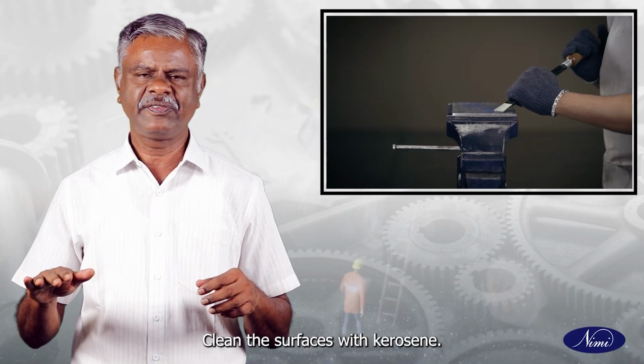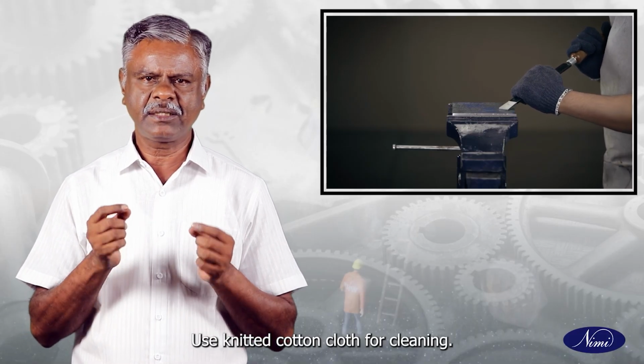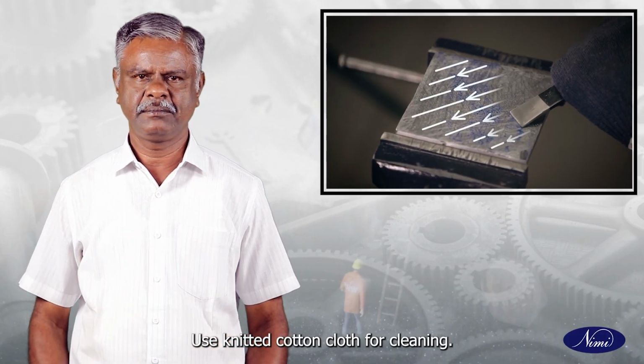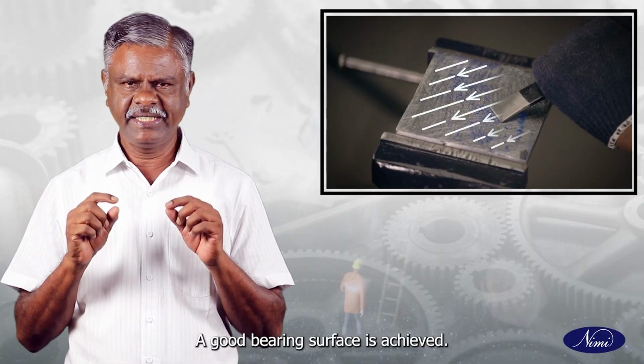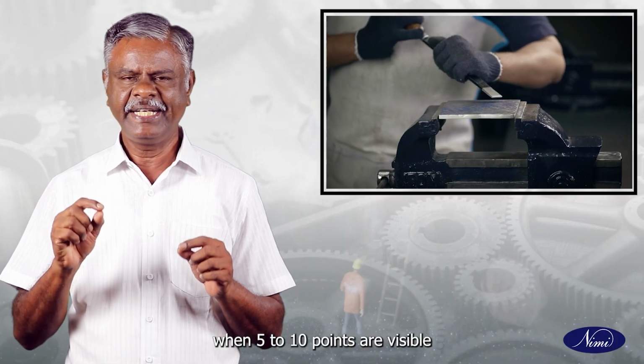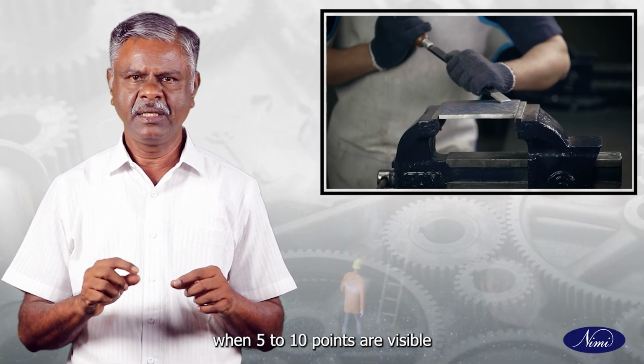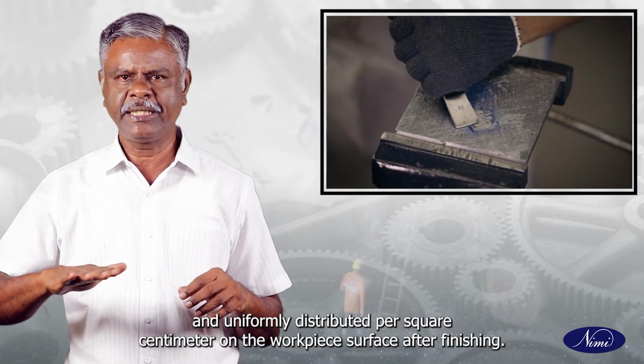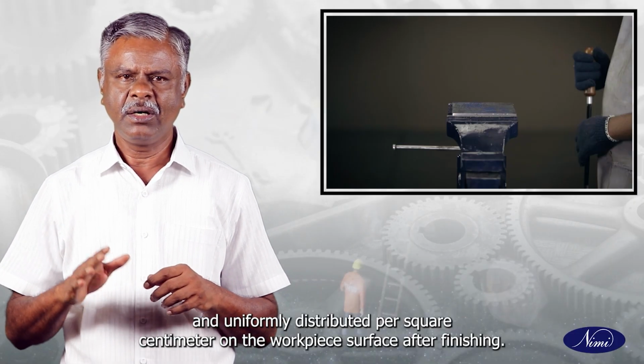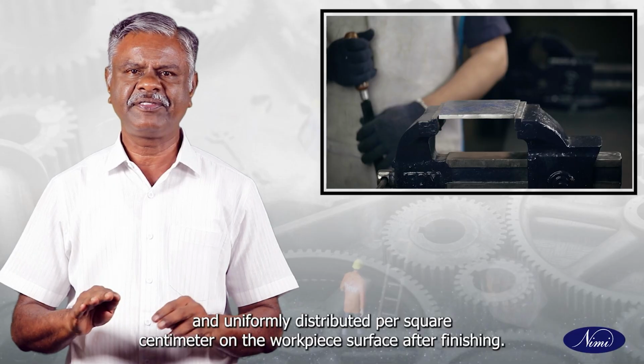Clean the surfaces with kerosene. Use knitted cotton cloth for cleaning. A good bearing surface is achieved when 5 to 10 points are visible and uniformly distributed per square centimeter on the workpiece surfaces after finishing.